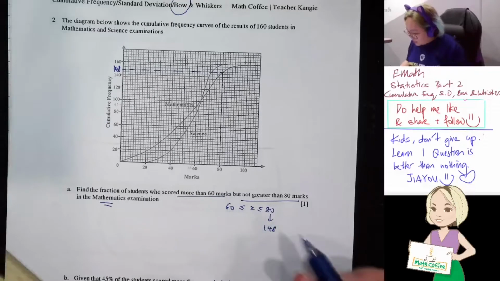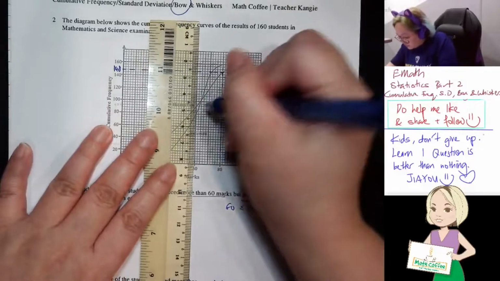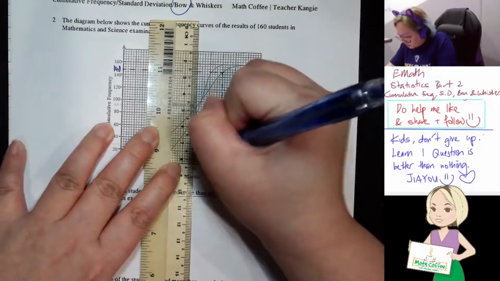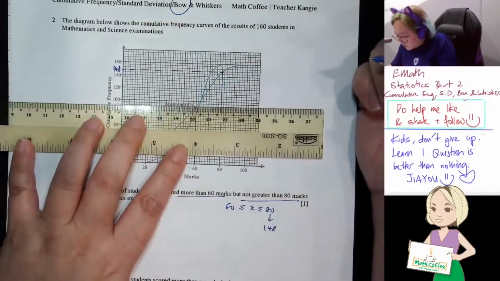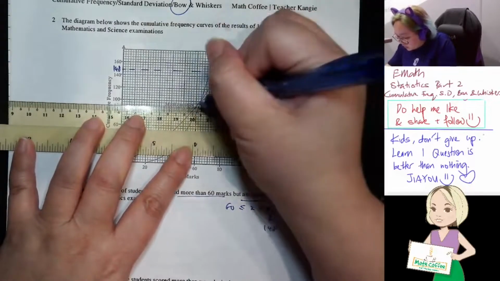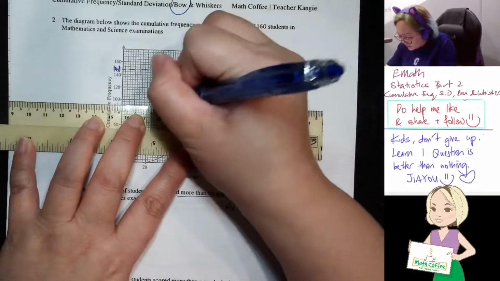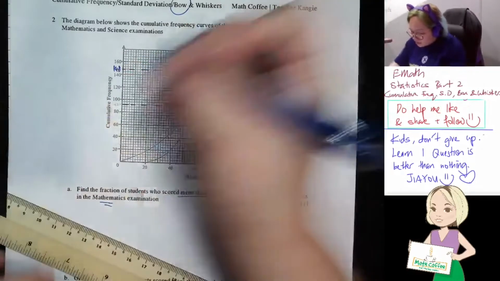So now let's go find 60. 60 is here. Must go to the correct line. We are still doing maths here. So you have to look at the line which is the mathematics. So it is 92.